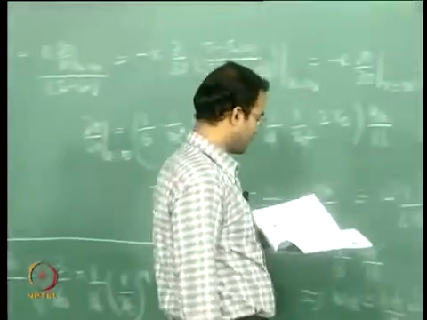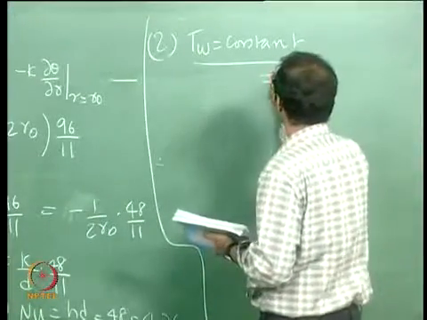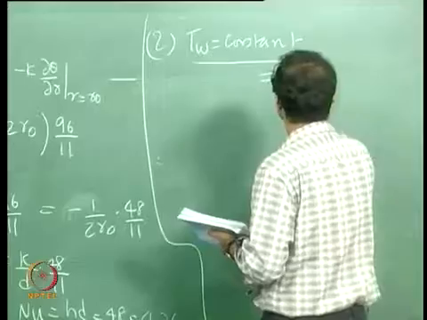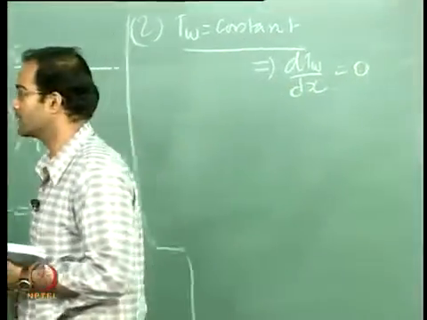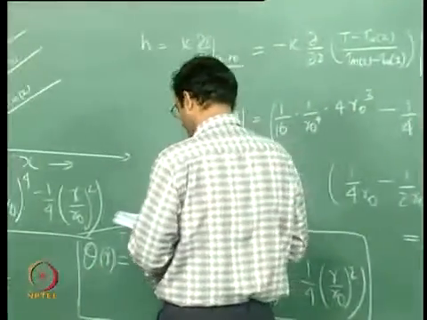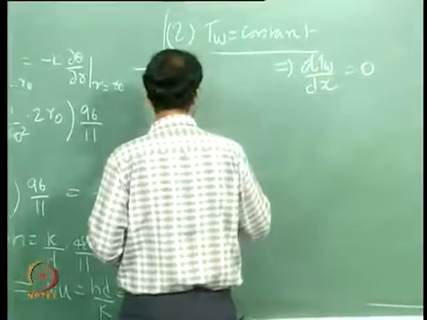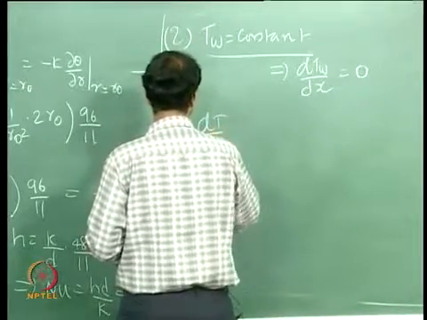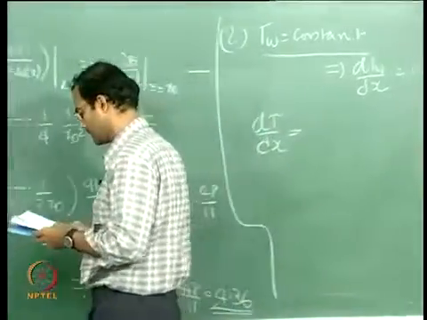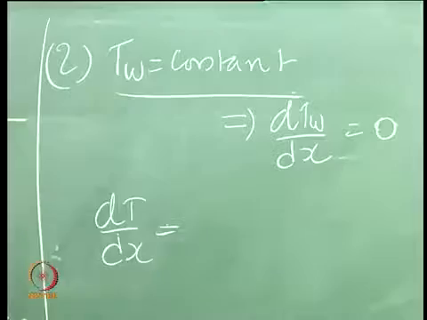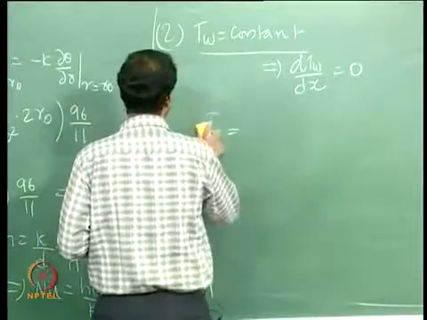Okay. Now when you look at constant wall temperature, what this means is your dTwall by dx is 0, correct. So now let us go back to our equation for dT by dx and substitute this expression. What do you get? So if you substitute dTwall by dx is 0 in that expression, yeah, correct, this will be a partial derivative, you are right.